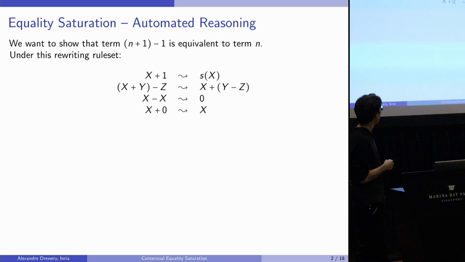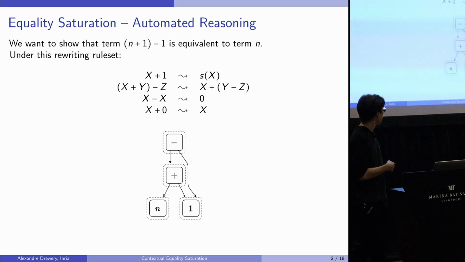For example, any term of the form x plus 1 with x any term is equivalent to s of x. So you are able to characterize many types of equivalence using this. You can characterize, for instance, the associativity of plus and minus, the fact that 0 will be the neutral of plus. And how we will use those rules through equality saturation is as follows.